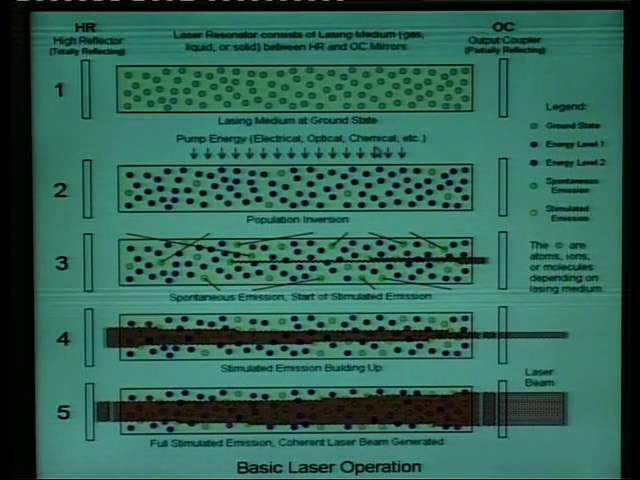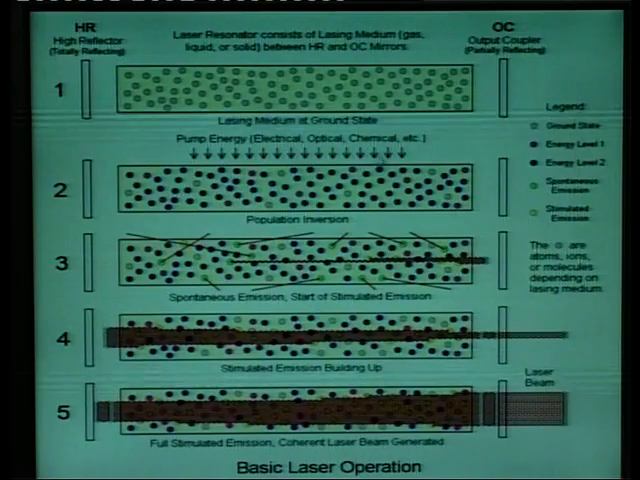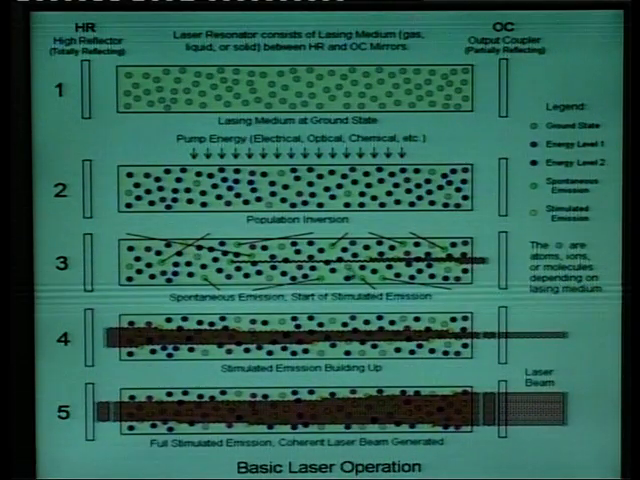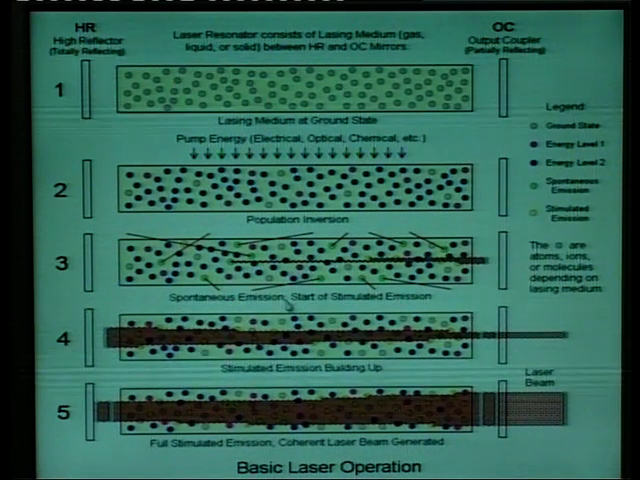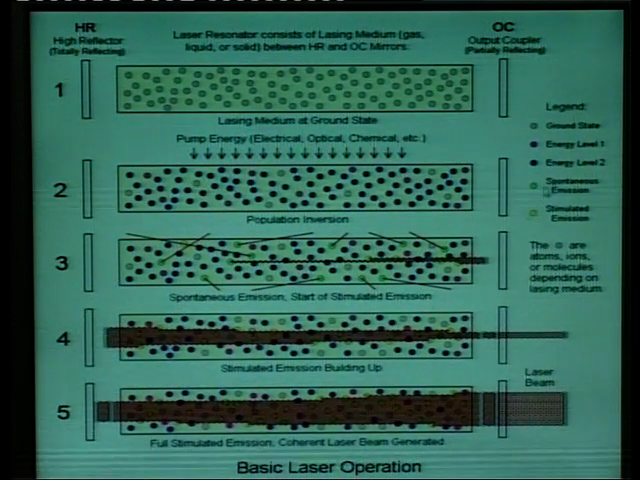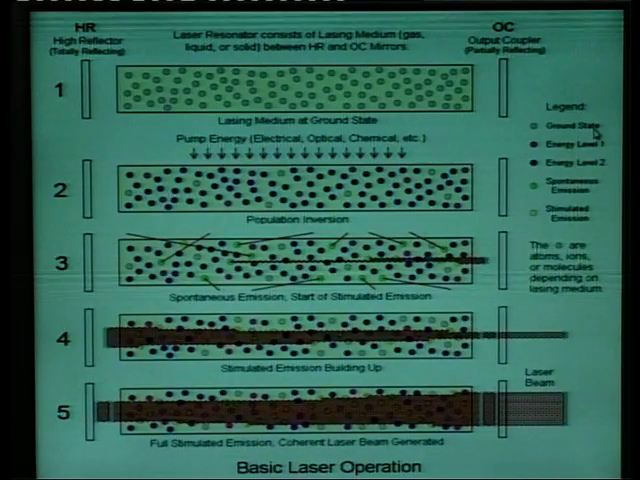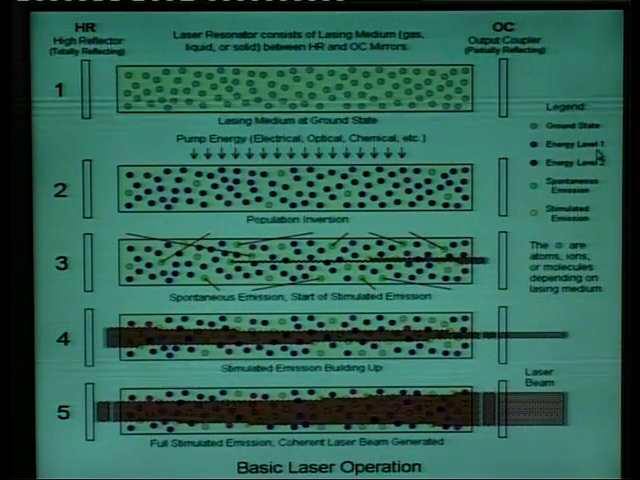Pumping is achieved by giving energy in any form: electrical, optical, chemical. After that, lasing action starts here. Spontaneous emission, start of stimulated emission. So gray shows ground level. Pink color shows first energy level. Blue color shows second. Green shows spontaneous emission and yellow shows stimulated emission.